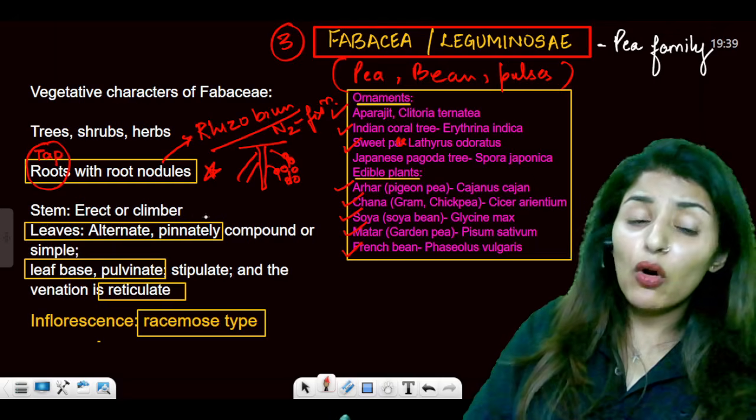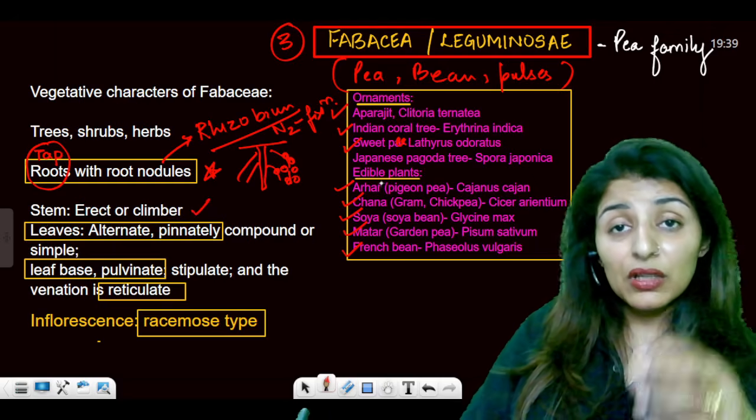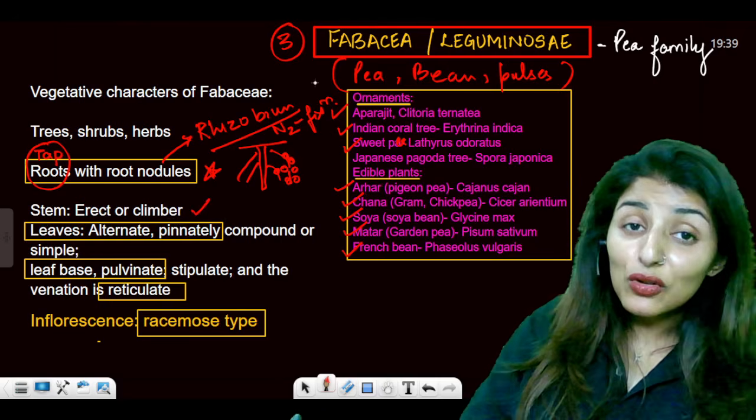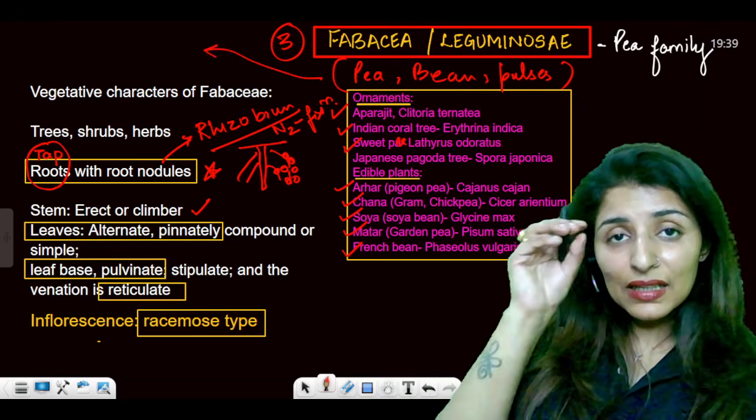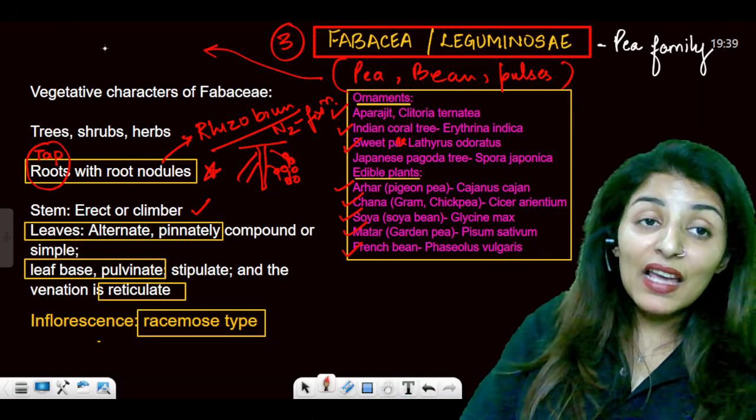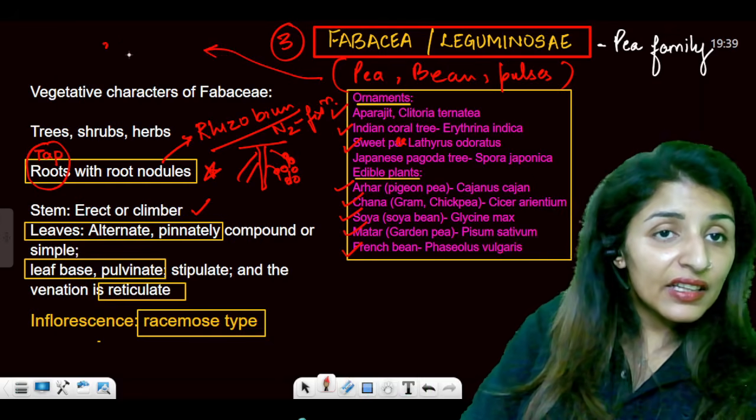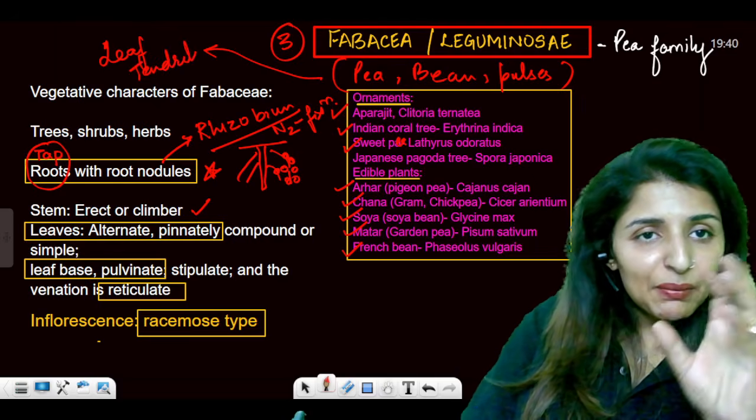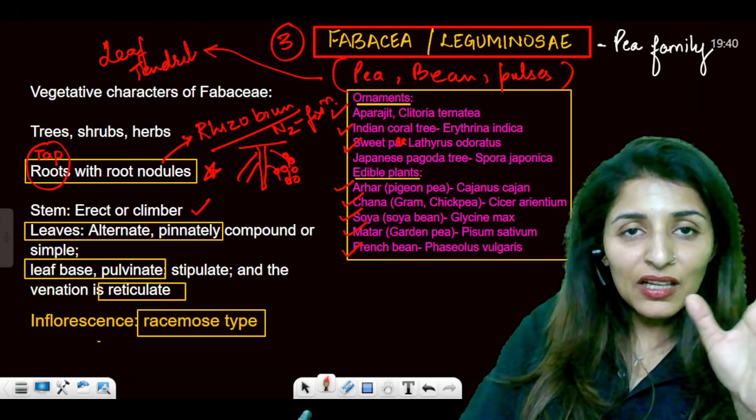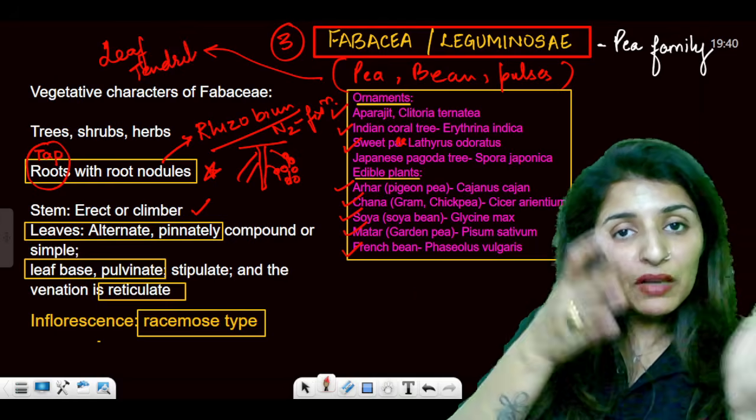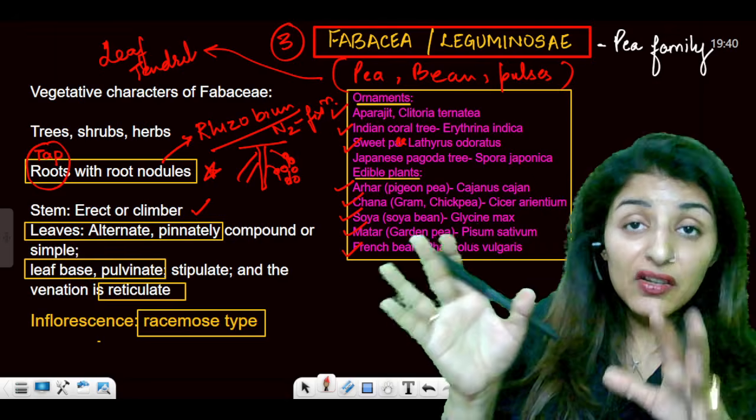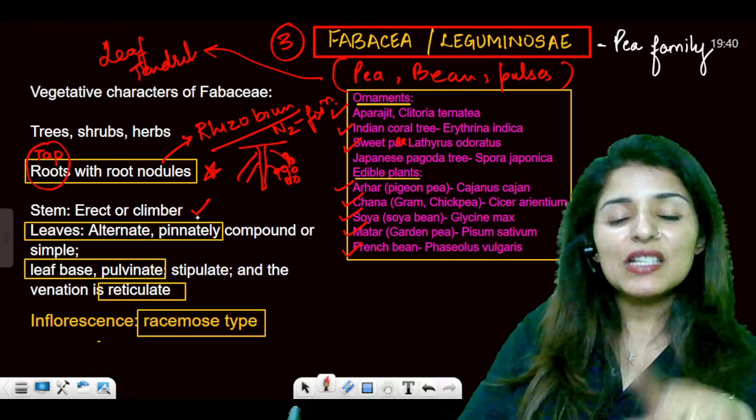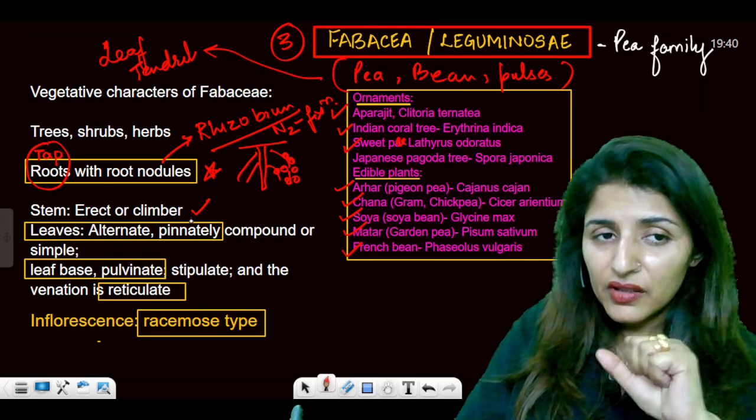Then stem is erect or it can be climber. But if we talk about these peas and beans, they are climbers, right? And also to remember, pea and beans, they have not stem tendrils, rather they have leaf tendrils. So P and P for patta. This is how I remember. So in Hindi we call leaf as patta. So P for pea and P for patta, they have leaf tendrils. This is an important question. So also try to find out and let me know in the comment section which plants have tendrils.